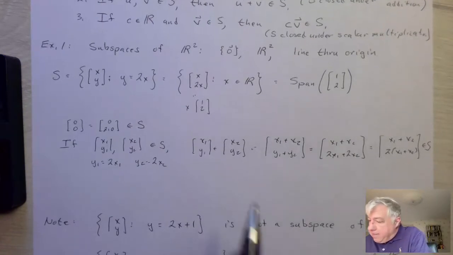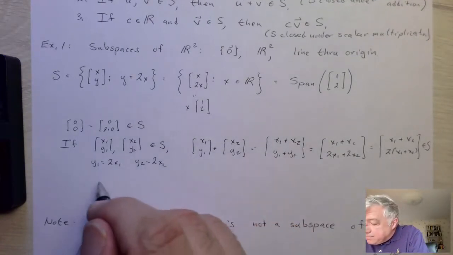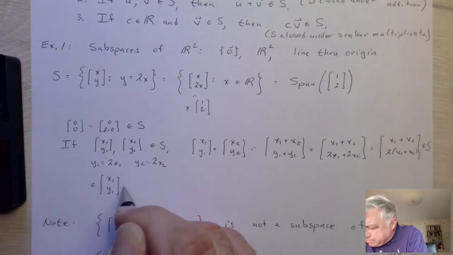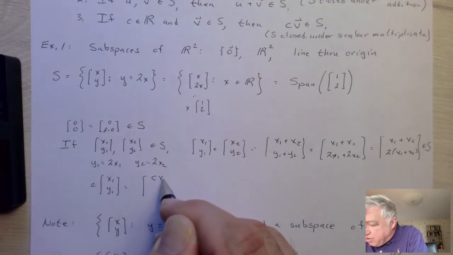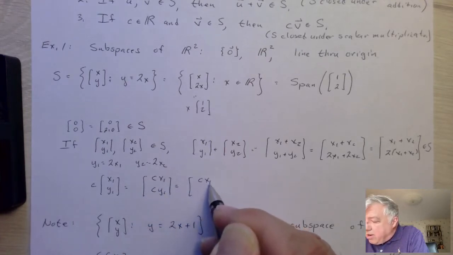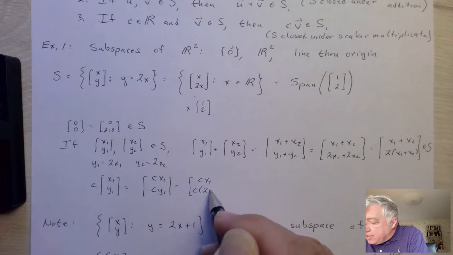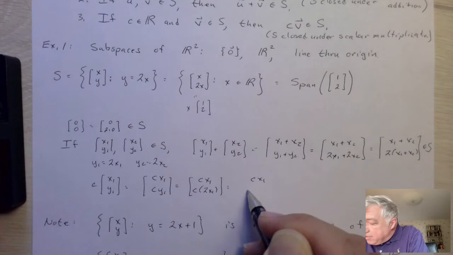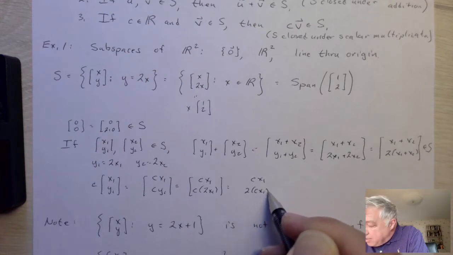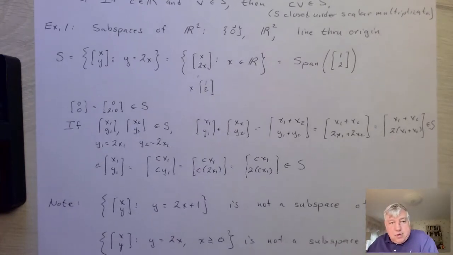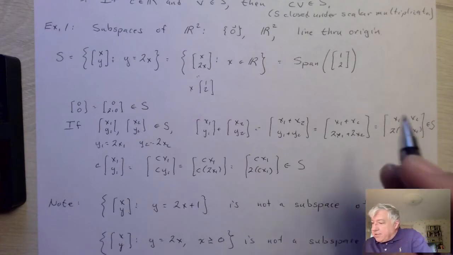Okay, and then similarly, if we take a real number c times (x1, y1), this is going to be (cx1, cy1). This is the same thing as (cx1, c times 2x1), which is the same thing as (cx1, 2cx1). So this is in S. Okay. So we can see that this is closed under scalar multiplication, and thus S is a subspace.